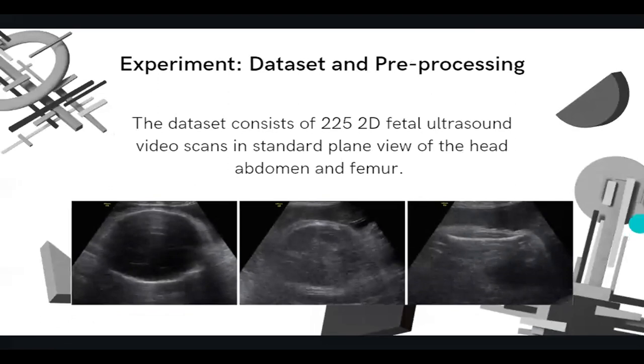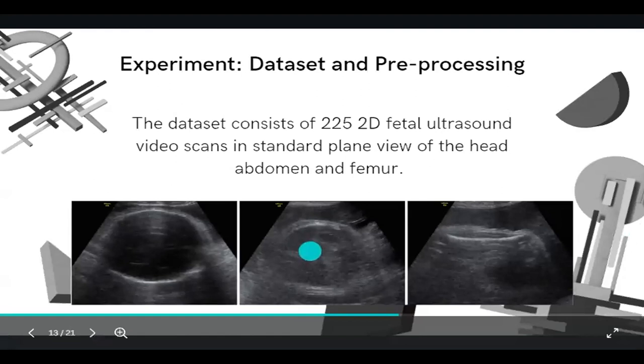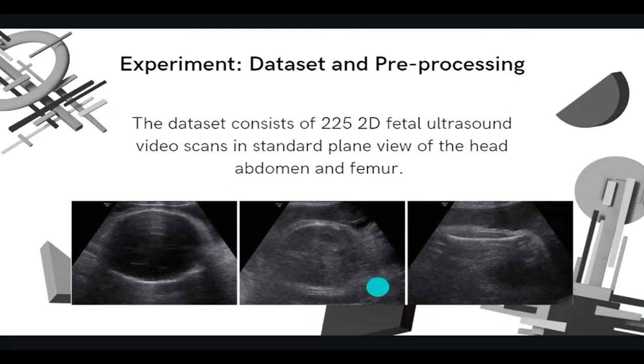The dataset used in this experiment consisted of 225 2D fetal ultrasound video scans in a standard plane, which you can see an example down below. And it's the view of the head, abdomen, and femur. You can see in these pictures that they're pretty low quality because they're towards the end of the pregnancy, so there's less amniotic fluid. The dataset was obtained from 75 pregnant people from the ages of 21 to 42, and they were collected just through routine ultrasounds that happened less than a day before delivery.